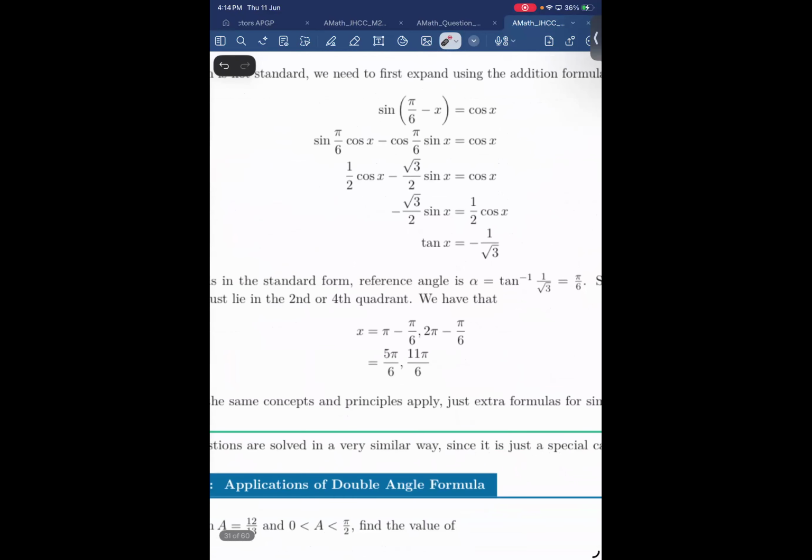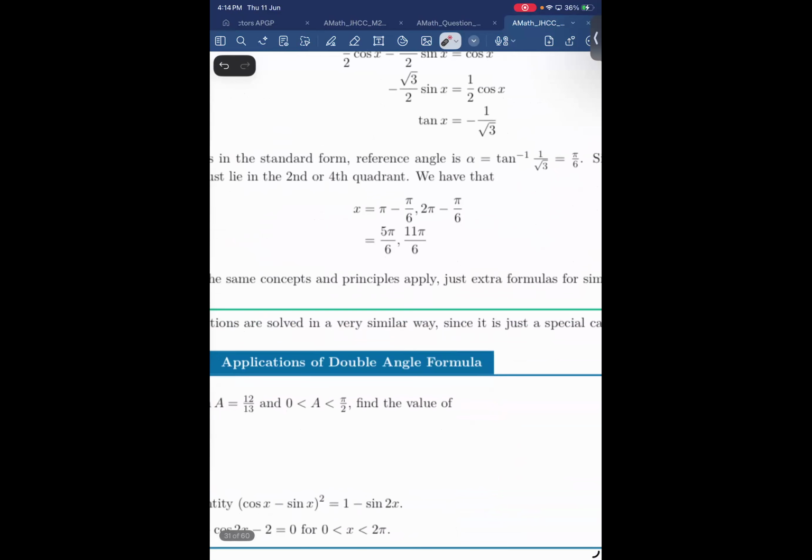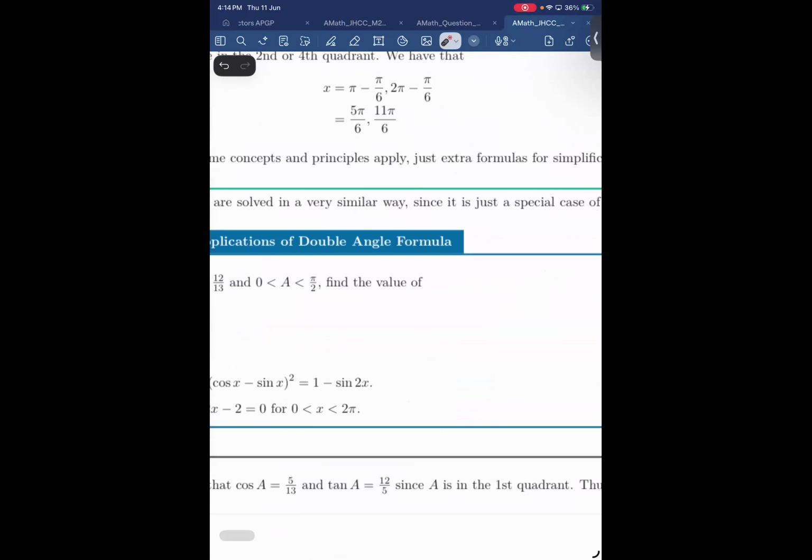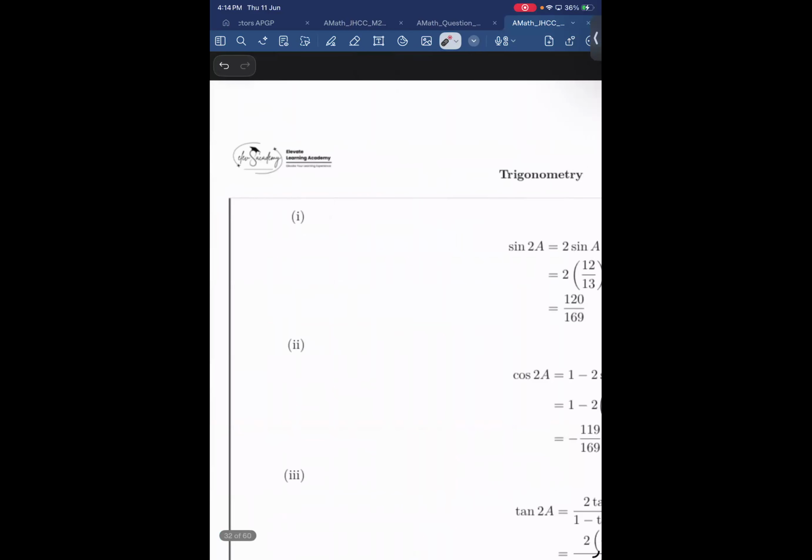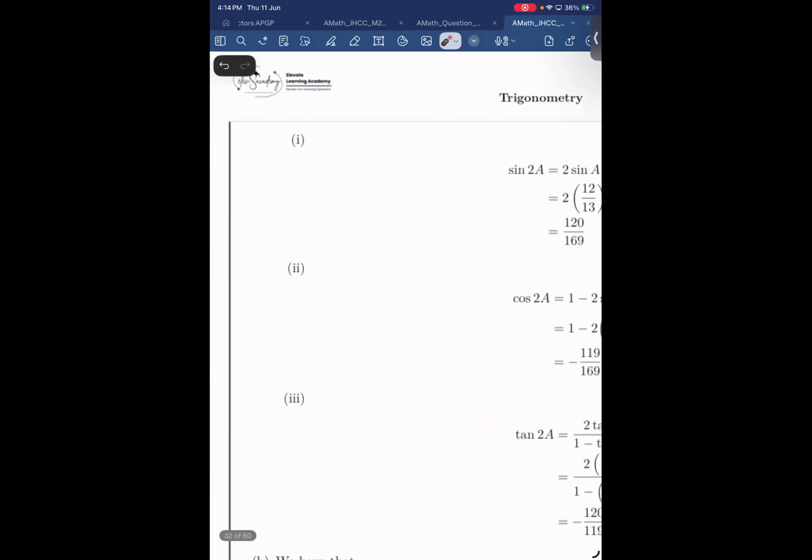There are some more of these questions that I'll just quickly show. Sine 2a is actually 2 sine a times cosine a. We already know how to find cosine a if we have sine a. In this case, because a is between 0 and pi over 2, you can draw a right angle triangle, but you can also just use one of the usual methods. Then cosine 2a is 1 minus 2 sine squared a, which you can calculate easily. Then tangent 2a is 2 tangent a over 1 minus tangent squared a. You can calculate tangent a using the right angle triangle.